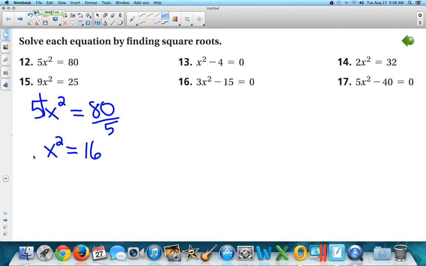So now I take the square root of both sides. And so x comes out to be, now watch this, because I'm evaluating a quadratic, I have to do the plus and minus case. So this is going to be plus and minus 4. Okay? So it's pretty much that simple. That is the answer to the first one.